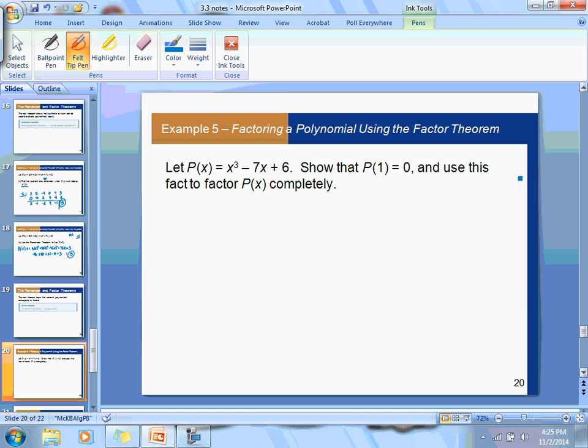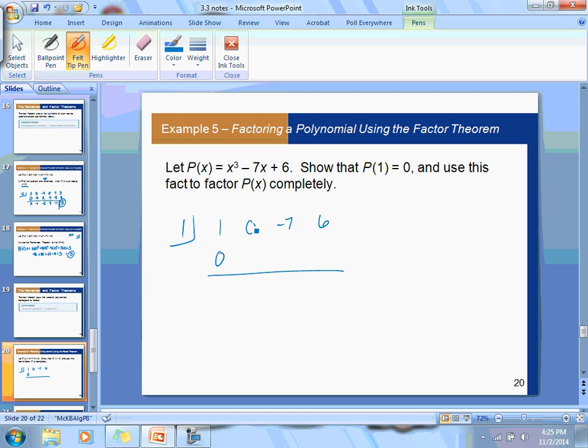It says our polynomial is x to the 3rd minus 7x plus 6. Notice that we're missing a term here. I go from x to the 3rd to x, so I'm missing that 0x squared. And they want me to show that p of 1 equals 0. Now I'm not going to put 1 in there and substitute. Okay? I'm going to do the synthetic division. So if they want me to put 1 in, then 1 goes in the box. And then I'm going to have 1x to the 3rd, 0x squared, minus 7x plus 6.